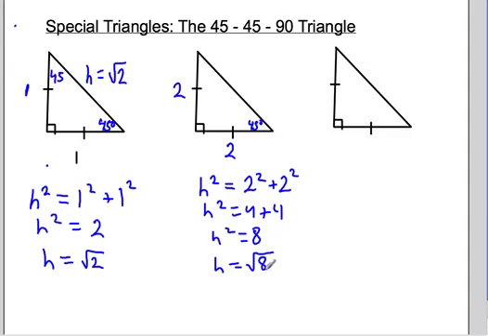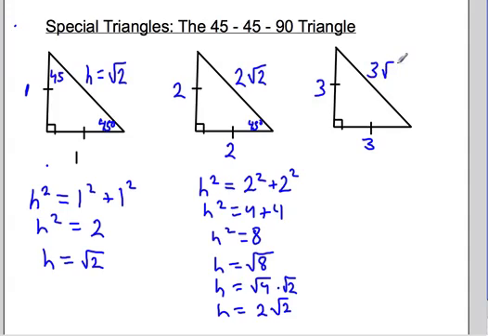And if we rewrite this slightly, we can see a pattern develop. So I can rewrite this as root 4 times root 2, which is 2 root 2. So the hypotenuse is 2 root 2. Okay, so perhaps you can start to see a pattern develop. I can do the same thing for this one. This is 3 and 3. I can also work this out to be 3 root 3.